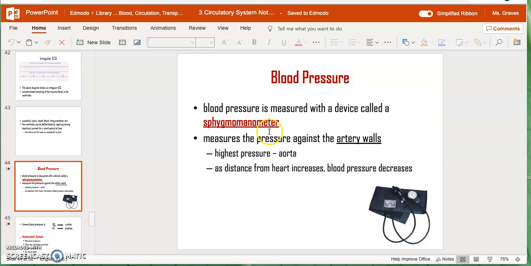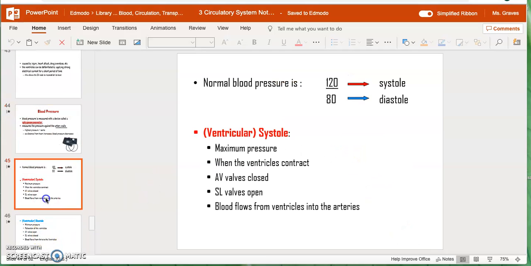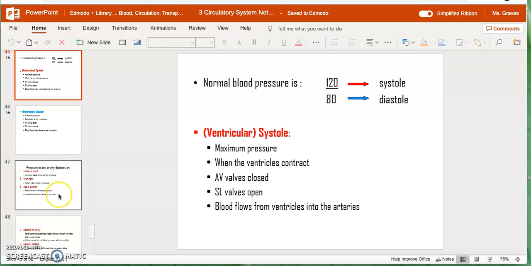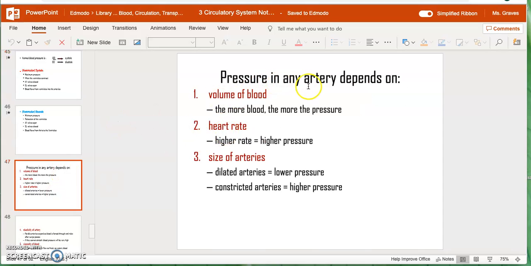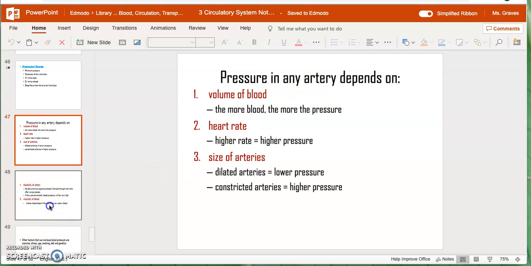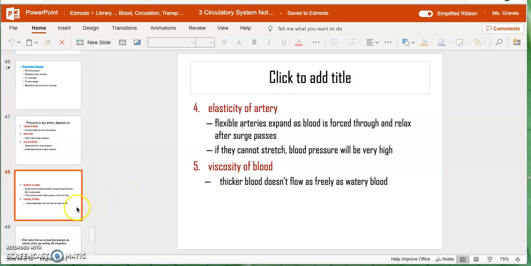Blood pressure, just because it's a fun word to say, blood pressure is measured with a sphygmomanometer. I'm sure you've seen one of these if you've ever been to the doctor. So what it's doing is measuring your highest pressure in your artery walls. A normal blood pressure is 120/80. So a systole of a pressure of 120, diastole with a pressure of 80. Just skimming over this, read through this on your own. Blood pressure in any artery depends on the volume of blood, the heart rate, size of the arteries, elasticity of the arteries, viscosity of the blood.